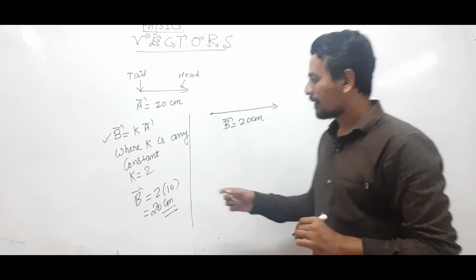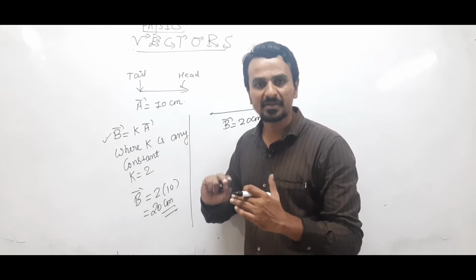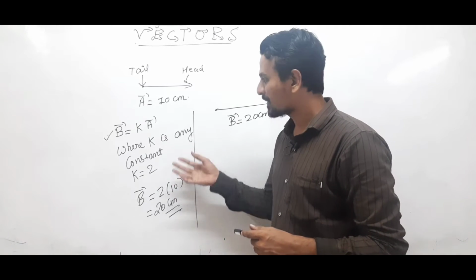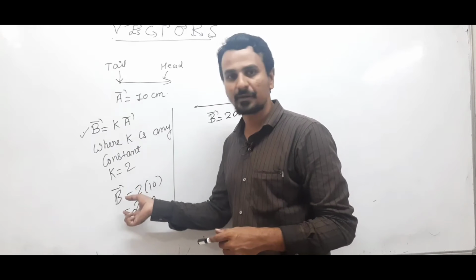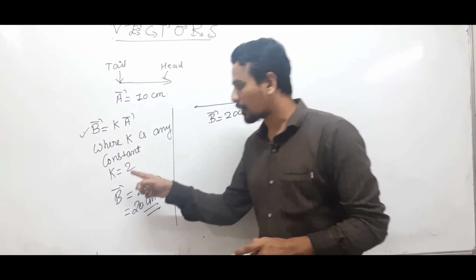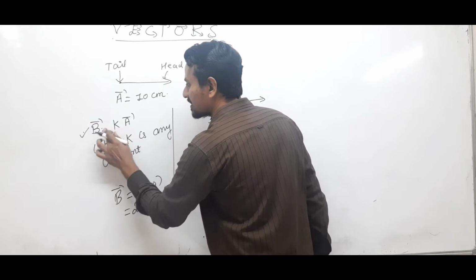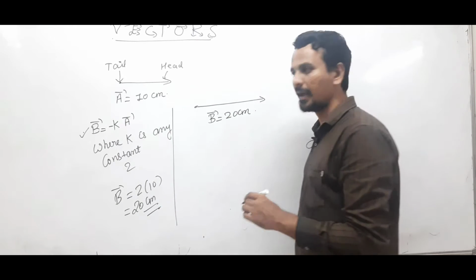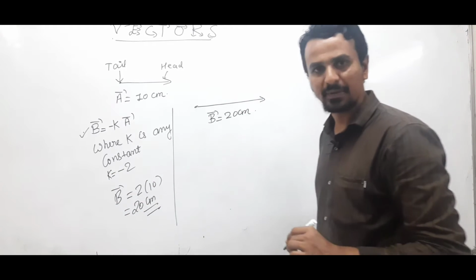So when a positive constant is multiplied by the vector, it becomes that many times. That means in this present case, when your vector a is being multiplied by the constant 2, your new vector will be 2 times vector a, but it will be in the same direction if the constant is positive. Suppose your vector b is equal to minus ka, where k now will be minus 2.